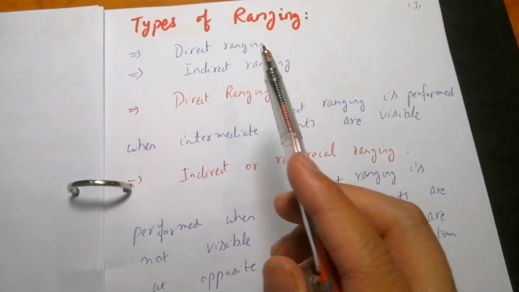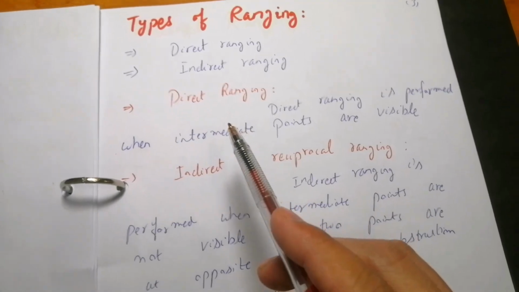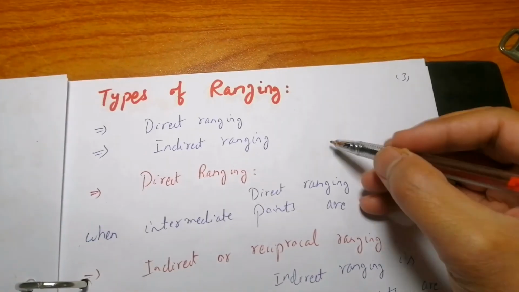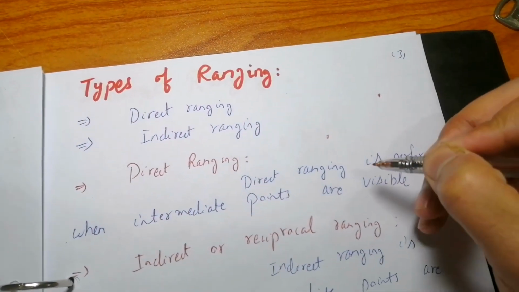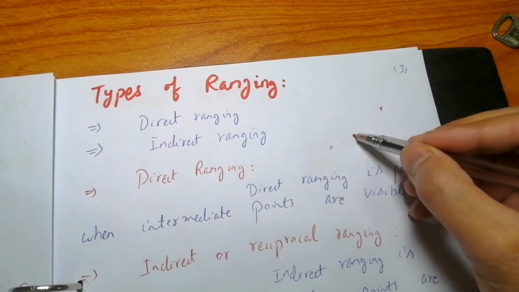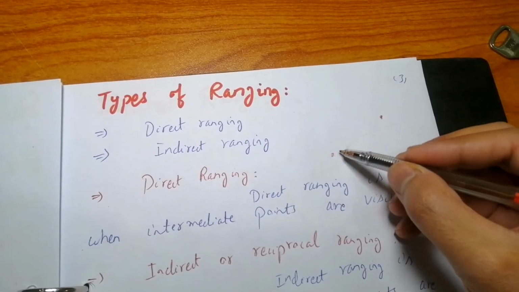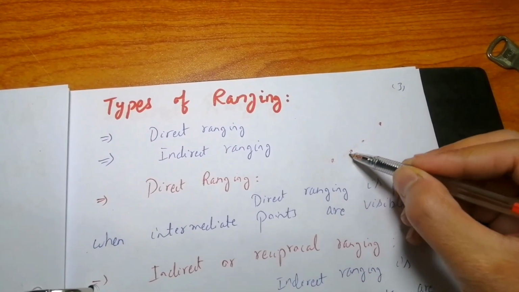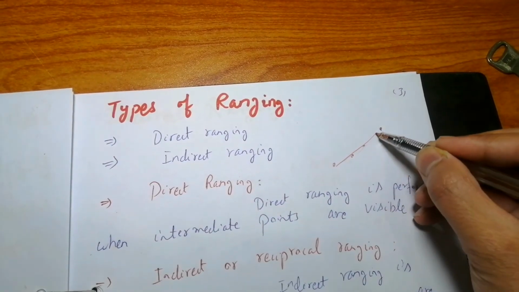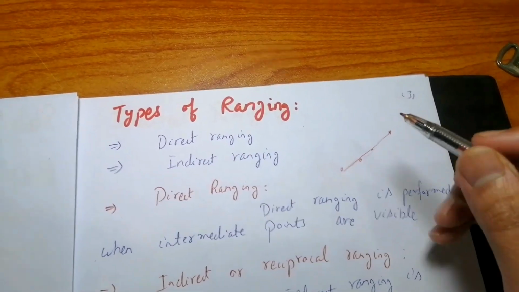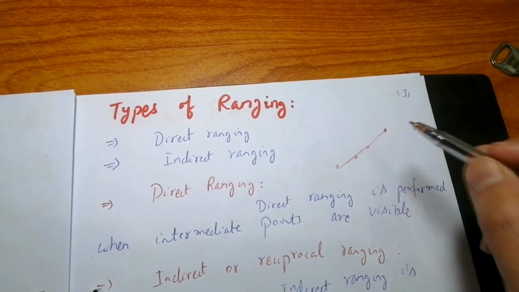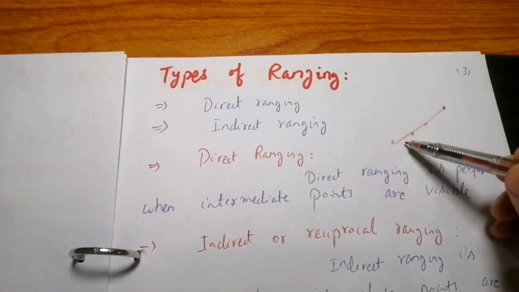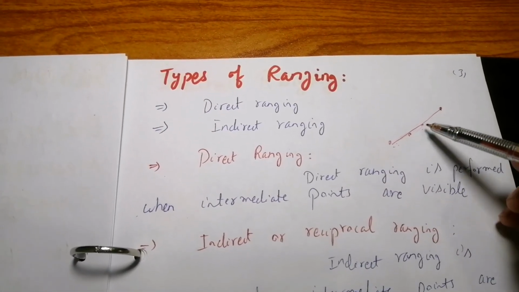The types of ranging: there are two types, direct ranging and indirect ranging. Direct ranging is performed when intermediate points are visible. For example, these are 2 points. We are going to study the distance between these 2 points. If that distance is too long, we need to establish some intermediate points in order to put this distance into a straight line. This is basically the ranging, and it is done with the help of ranging rods. When all these points are visible from a certain station, it is called direct ranging.